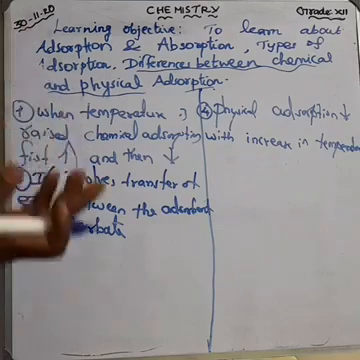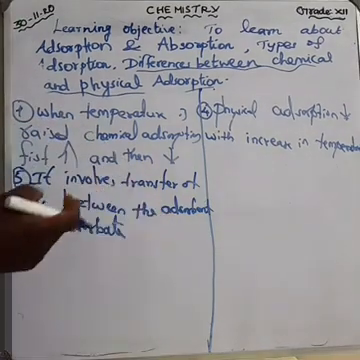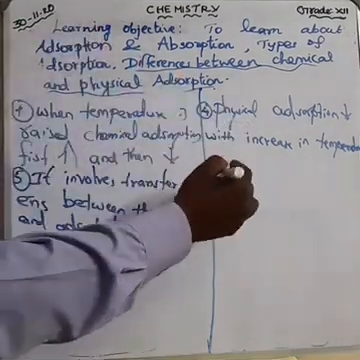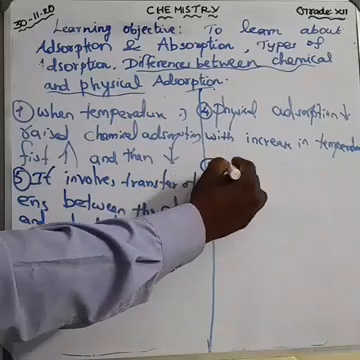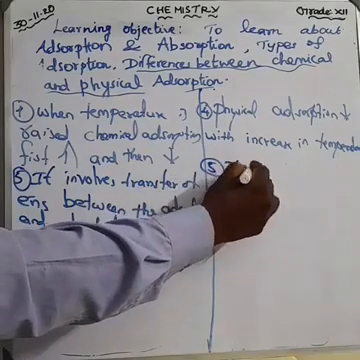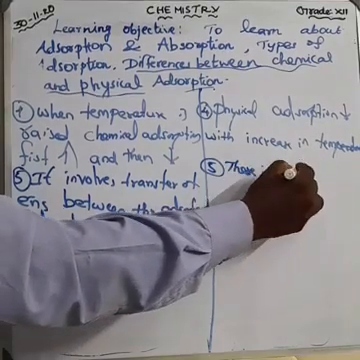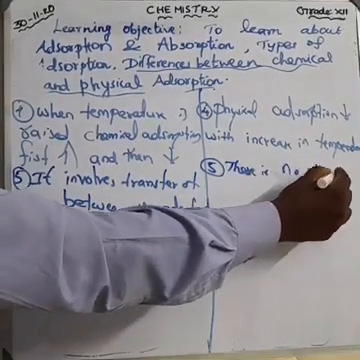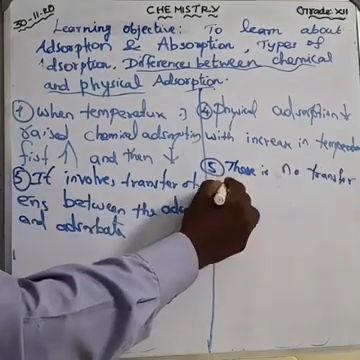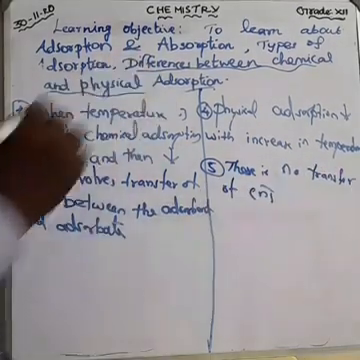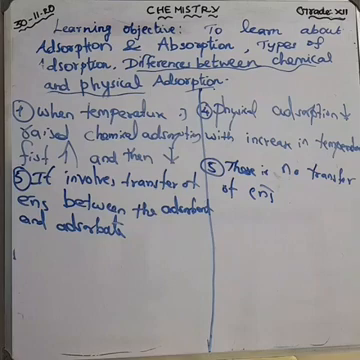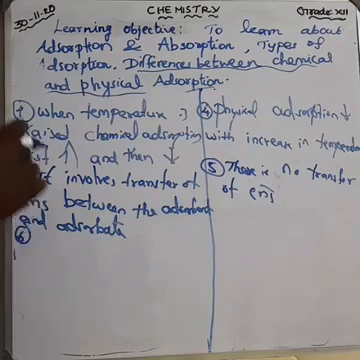Here chemical adsorption involves the transfer of electron. Electrons are transferring between adsorbent and adsorbate. In physical adsorption, there is no transfer of electron. Here, there is no transfer of electron. About that, previously I told you. The sixth one I already told.